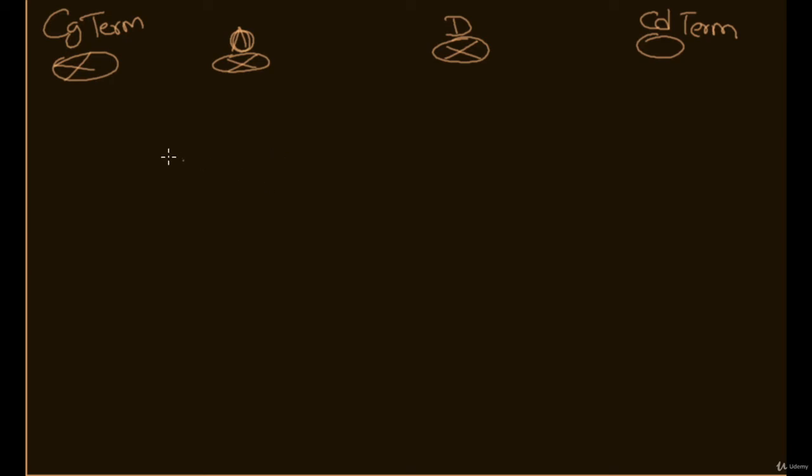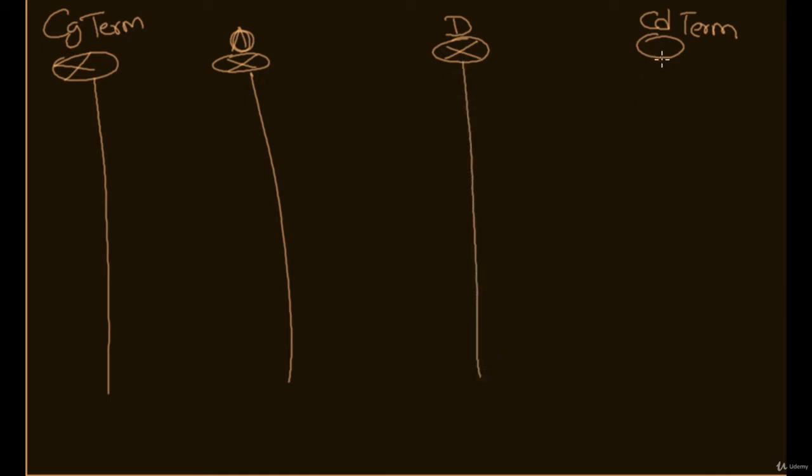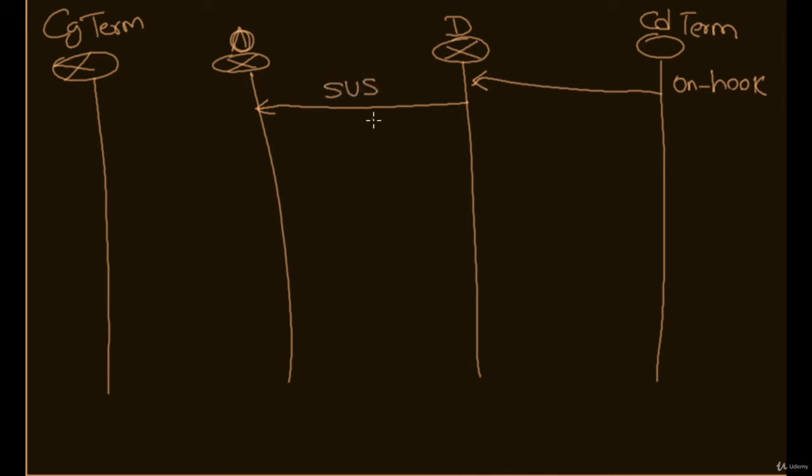Now the call is already established. We are looking into the network initiated suspend. Let's say this terminal goes on hook. The call is already established, that I'm not showing in this slide. As soon as the called terminal goes on hook, the destination exchange will start the suspend. It will send the suspend message to the originating exchange, and for this time the call is suspended.